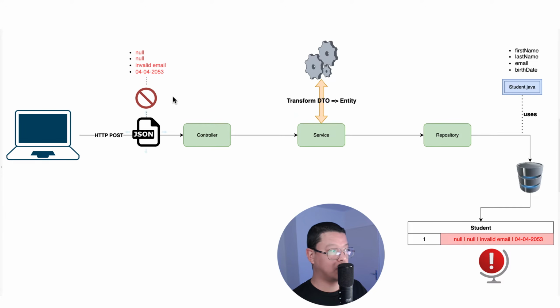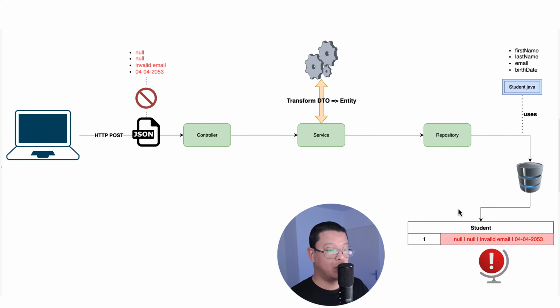So what will happen? The user, for example, will send an HTTP post request with a JSON representation, and here, instead of the correct value for the first name and last name, he will send null and an invalid email like that, and also, for example, a birth date in the future, which is not okay, which is not logical. Then we will send it as always to the controller, service, transformation, repository, and then we will persist the data within the database.